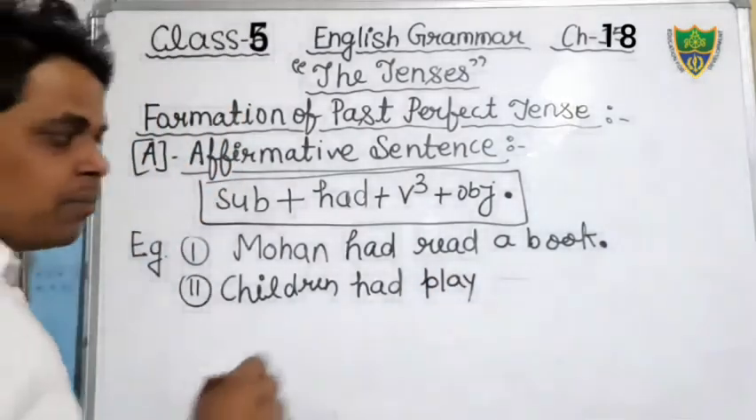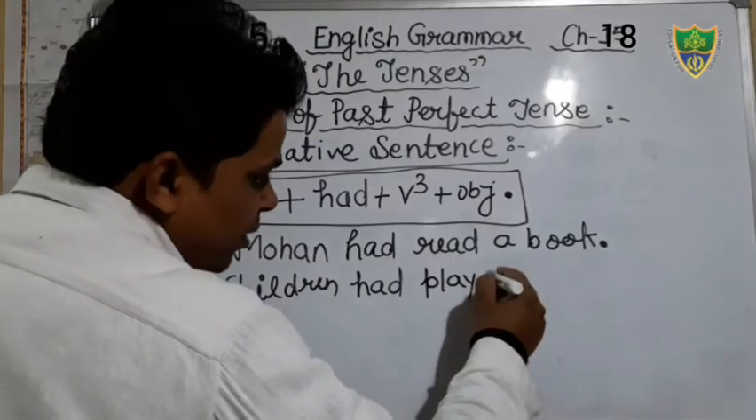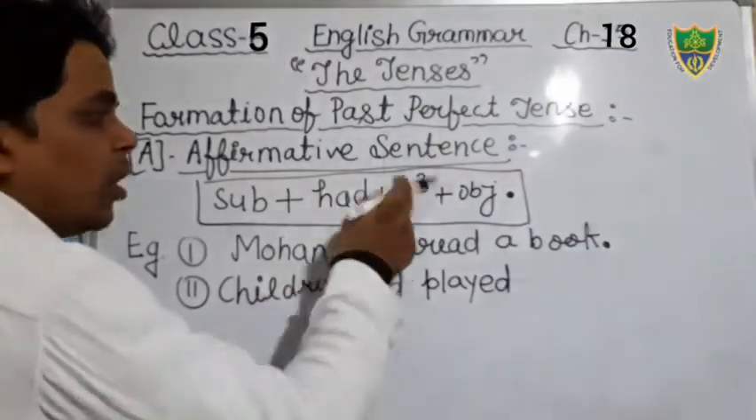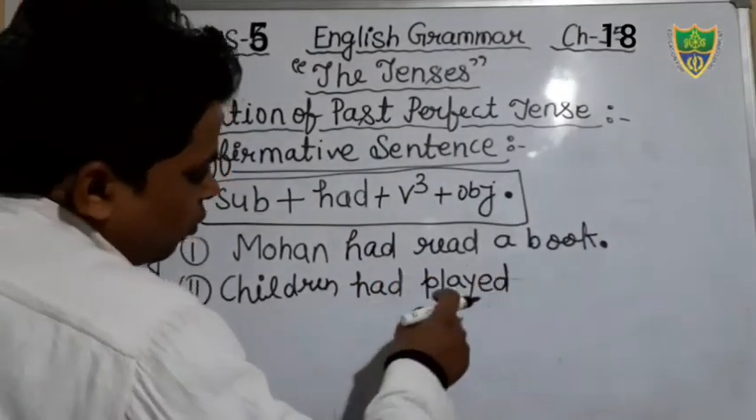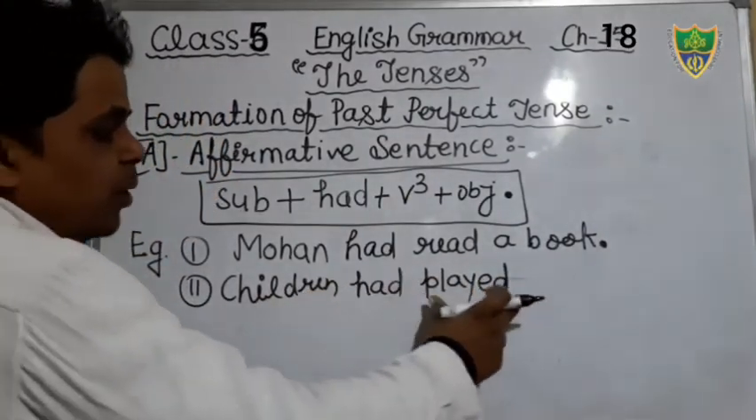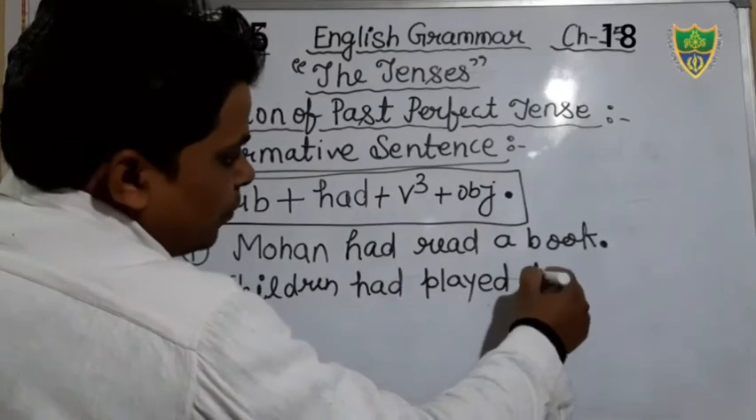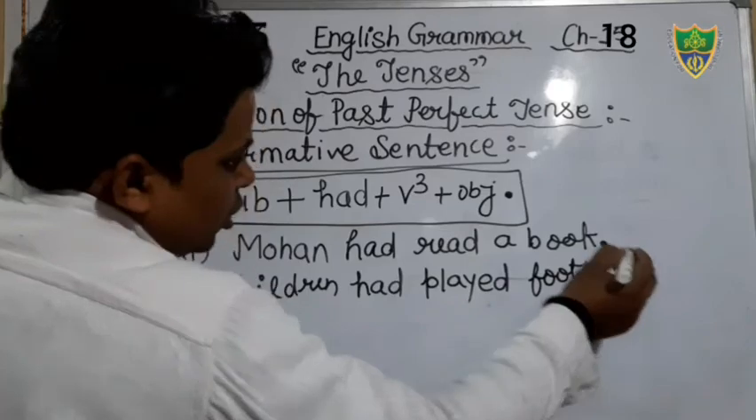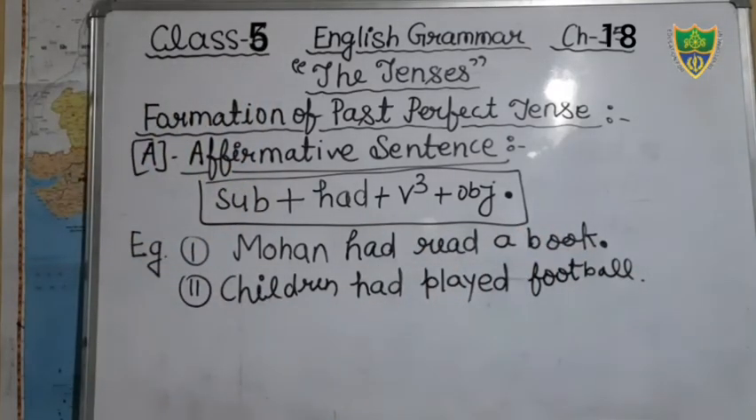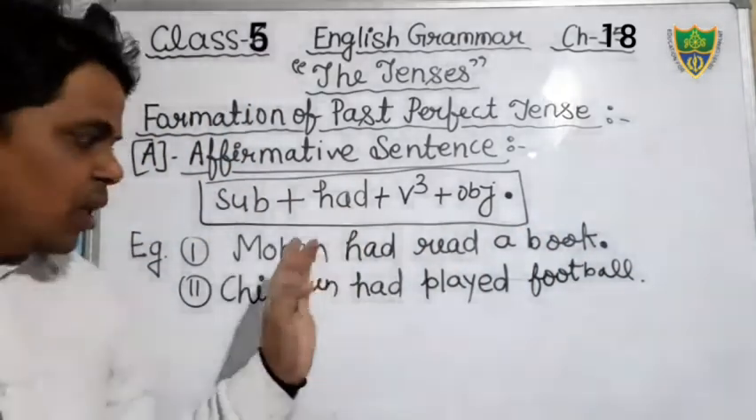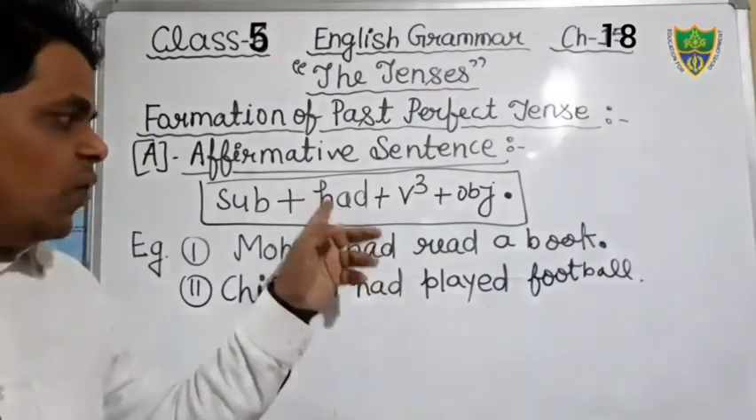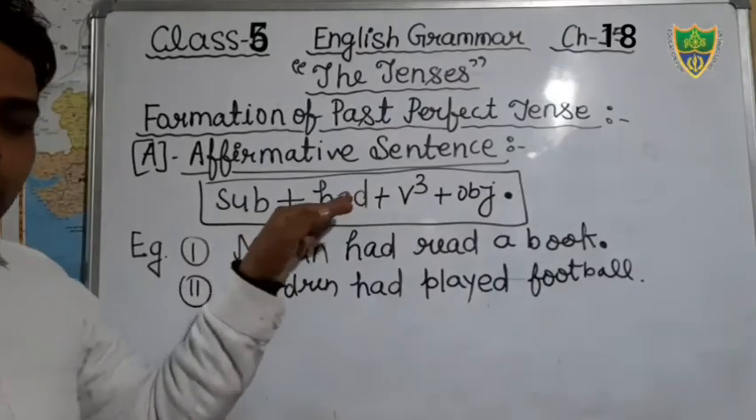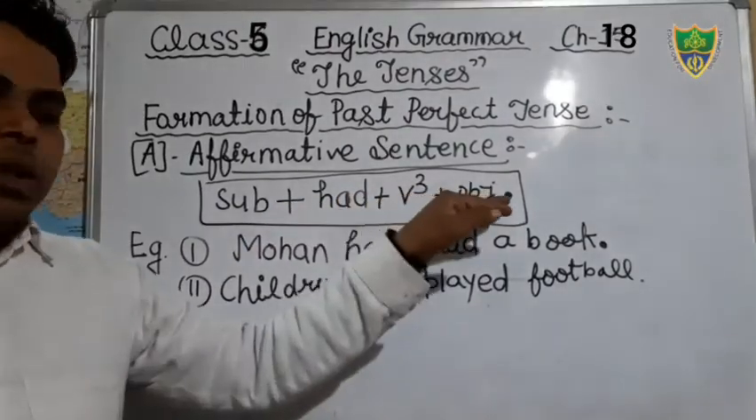Play is the main form of the verb, that is the first form of the verb, in which we will add ed to make the third form of the verb. So children had played football. Okay, students? So this is your example. No matter whether our subject is singular or plural, we will use only one helping verb, that is had. Keep in your mind, there will be a subject, the helping verb, the third form of the verb, then the object.